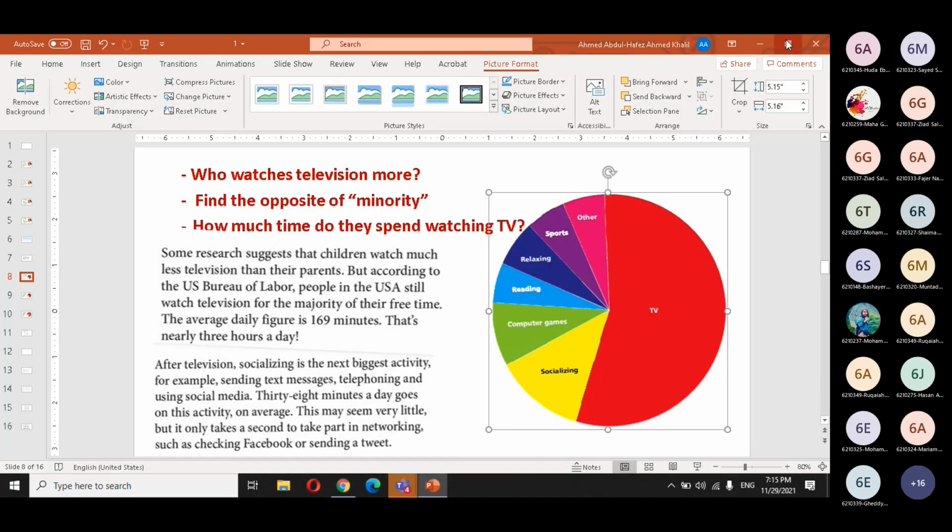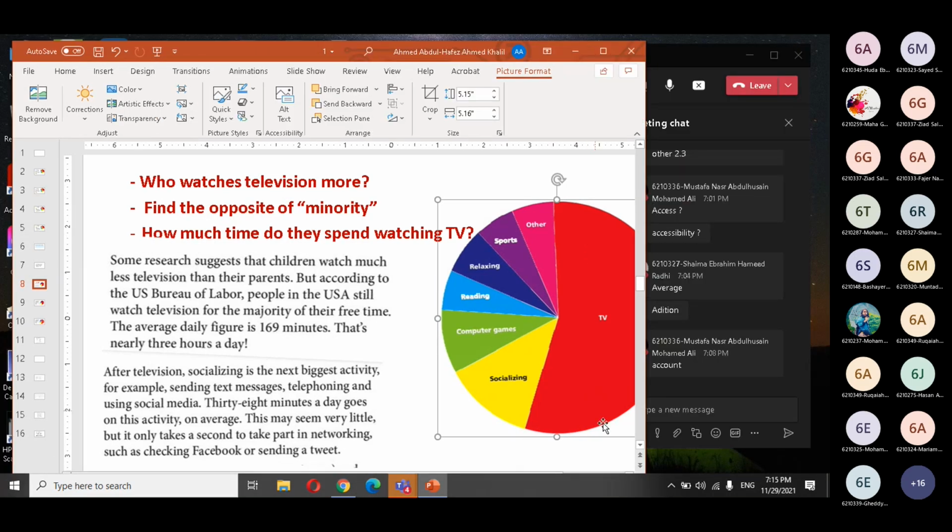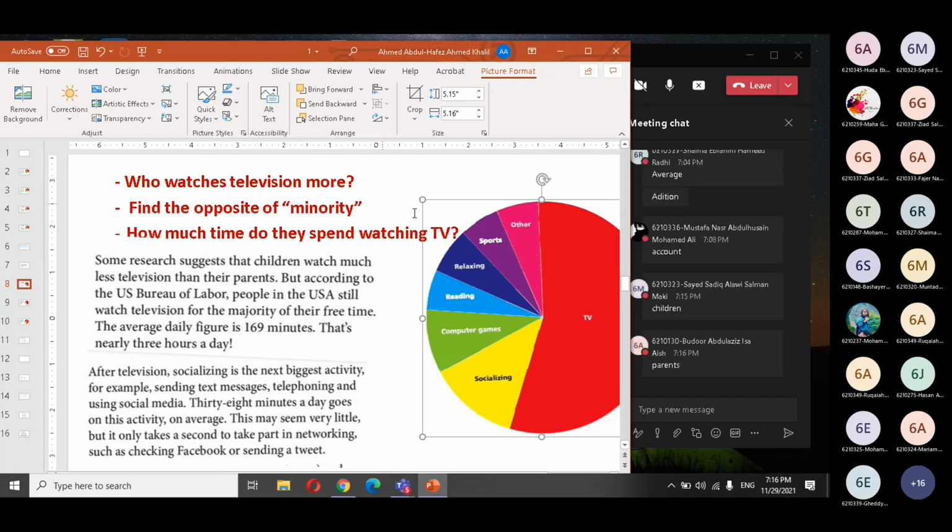So let us see the answer to the first question. Who watches television more? What's your answer? Children. Read it. Okay, I don't want you to rush the answers. When the reading reaches the place of the answer, read it deeply. Okay, read it again and find the correct answer. Who watches television more? Some people are lazy today.